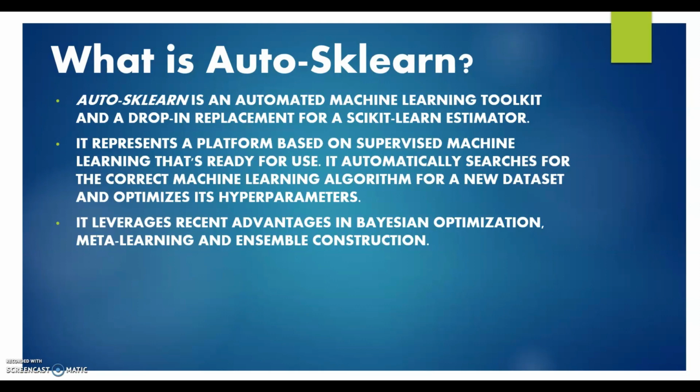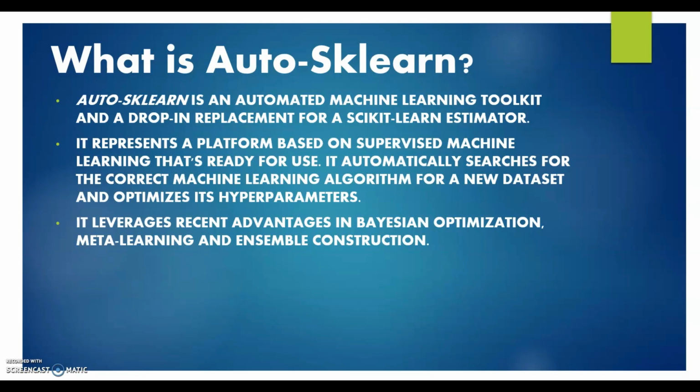Well, in this video we are going to talk about AutoSklearn. So first of all, what is AutoSklearn? AutoSklearn, as we know, is an automated machine learning toolkit. It is actually a drop-in replacement for scikit-learn estimators. What AutoSklearn does is optimize the hyperparameters automatically along with selecting the right algorithm for your dataset.